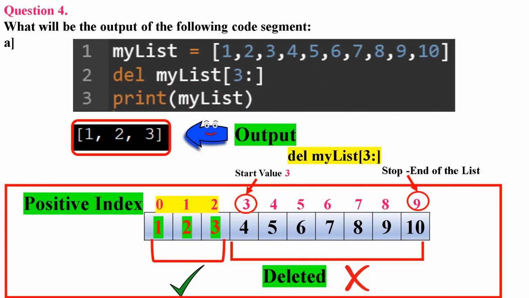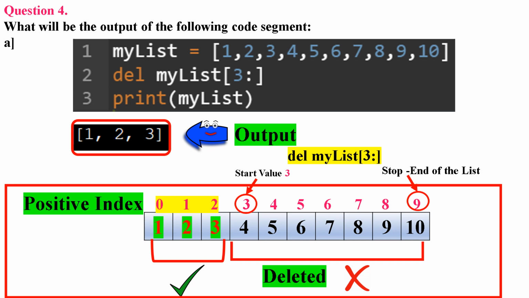Question 4. What will be the output of the following code segment? Subdivision A. Look at the Python code given. In line 1, we create a list called mylist containing the numbers 1 through 10. In line 2, this line uses the del statement to delete elements from index 3, inclusive, to the end of the list. Remember list[start:stop:step].